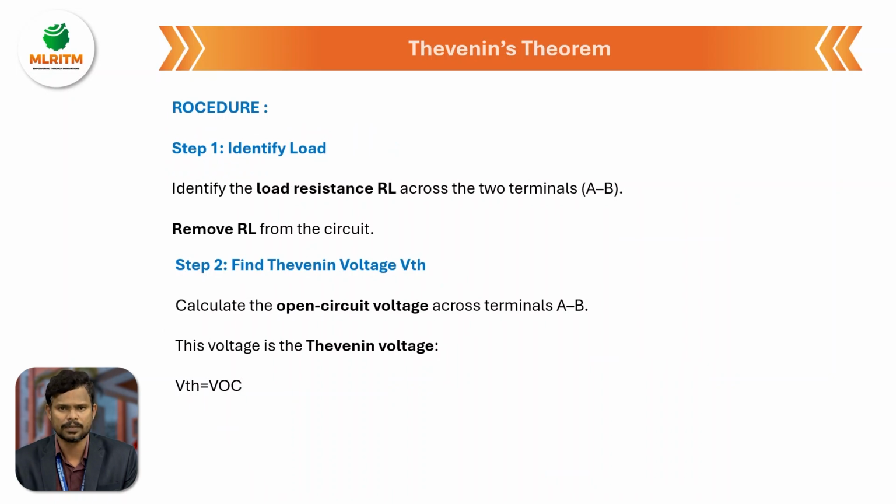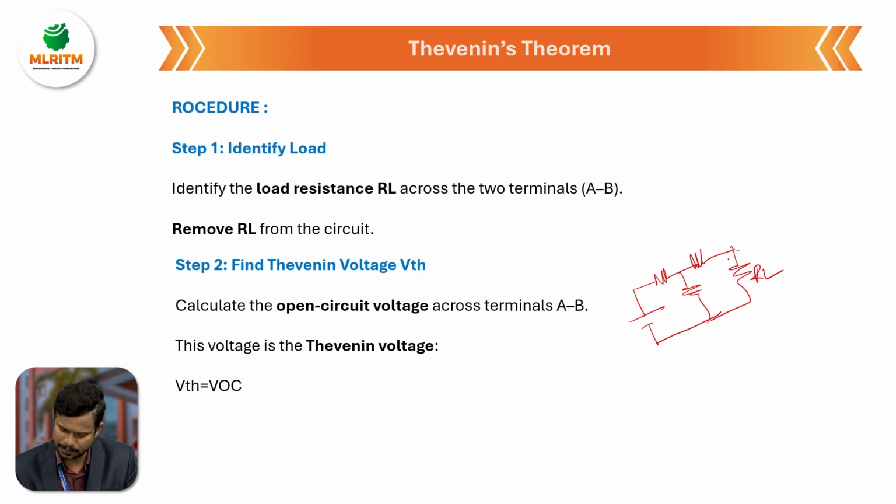Next, the procedure for Thevenin's theorem. Step number 1. Identify the load resistor across the two terminals, A and B. If the given circuit consists of n number of resistors and sources, and this one is considered as the load resistor, the first step is to remove this load resistor.